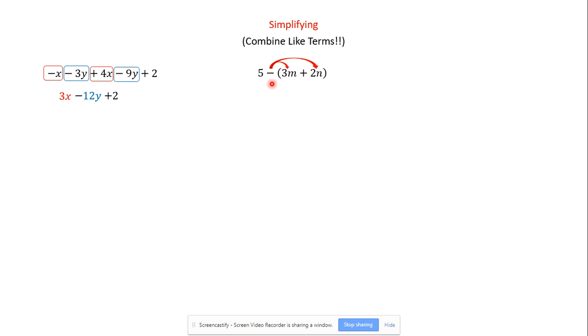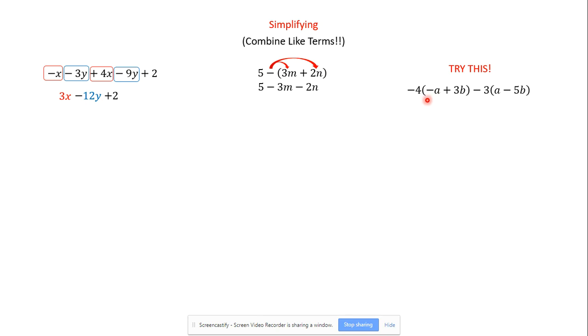So we'll end up with 5 minus 3m minus 2n. Now we can combine our like terms, which in this case there are no like terms, so this is done. It's simplified because there are no parentheses and there are no like terms that haven't been combined. So that one's super easy, although you might be thinking, well, this one was really easy too. Yeah, simplifying isn't necessarily hard. So let's try one. And by let's, I mean you're going to try one.